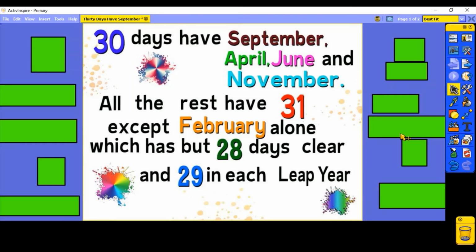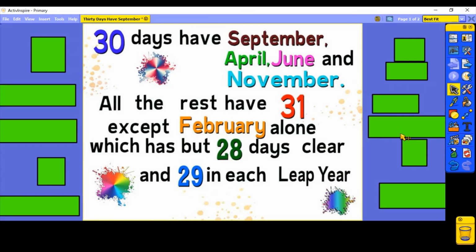So March has 31. What about May? Now, May is not in our rhyme either, so that must also be all the rest. All the rest is including May. What about the number of days in February in a leap year? How many is that? 29. That's right. So you can use that to help you.